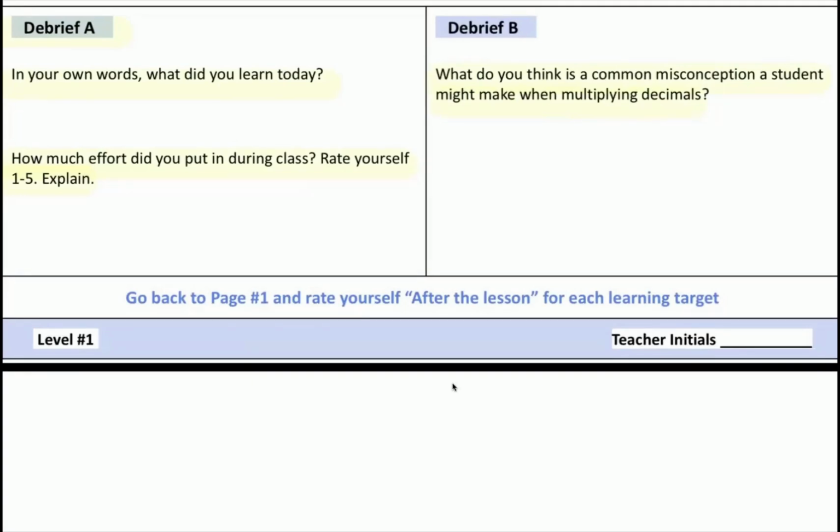Once you've finished all of page 6, you're going to go back to page 1. At the beginning of today's lesson, we rated ourselves on our learning targets. Now that we've gotten more practice, you're going to rate yourself again under after the lesson, 1 through 5. 1 is the least confident, 5 is the most confident. Once you finish page 6 and rated yourself on page 1, make sure to check in with your teacher to get any additional feedback.